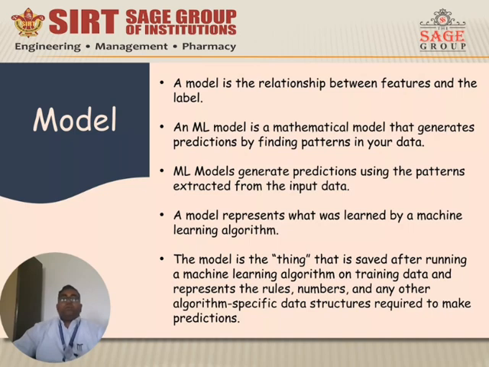Now we are ready to design the model. How will we design the model, or what is a model here? A model is a relationship between the features and the labels. It is a simple thing to understand what the model is. It is an input and output; it is a relation between input and output. So an ML model is a mathematical model that generates predictions by finding patterns in the data.